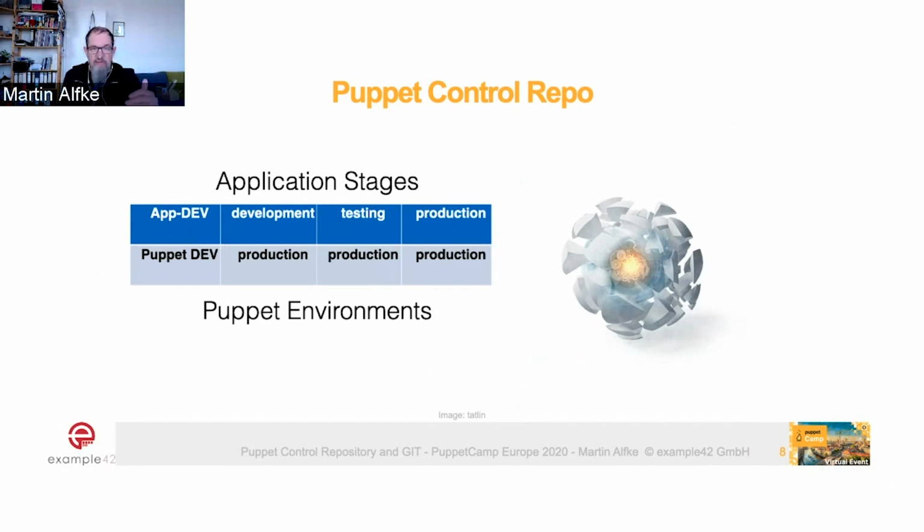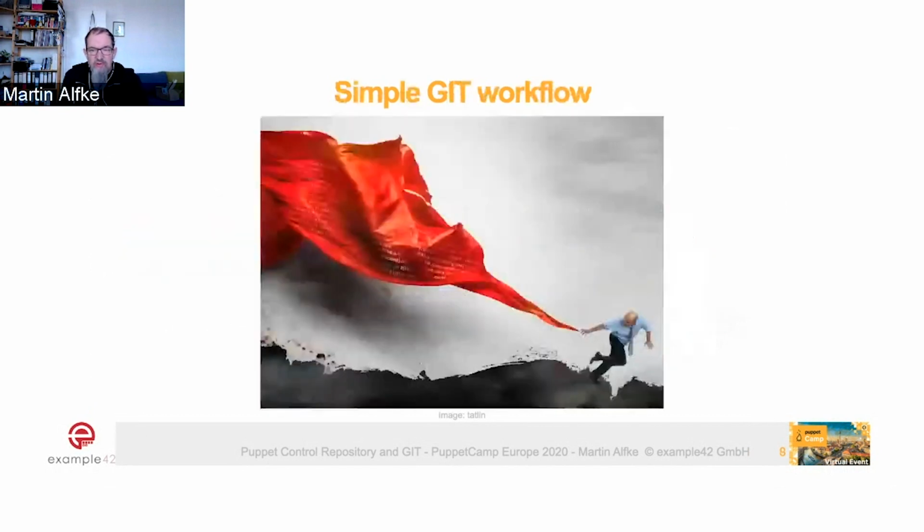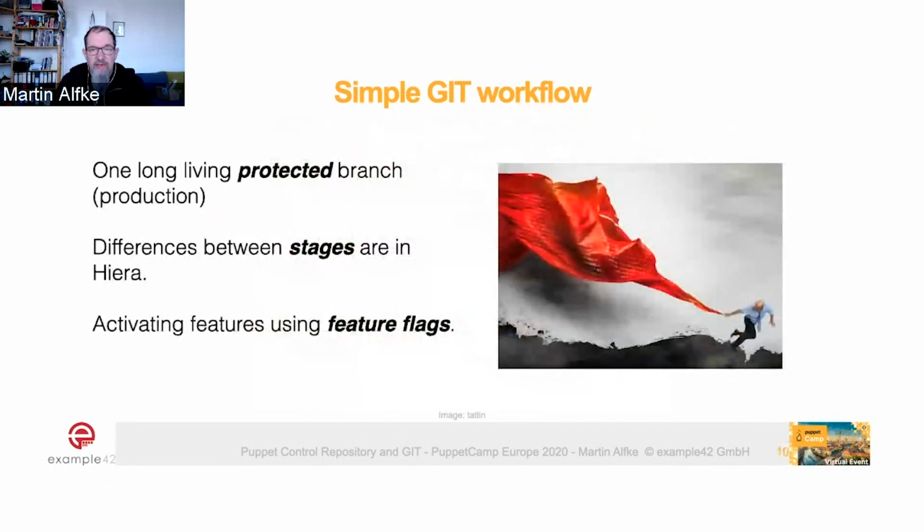Because this setup with one long-living branch will allow you to do a simple Git workflow. So you don't have many branches, you just have one long-living branch. Please protect this branch. Use any kind of Git appliance and just say the long-living branch, which usually is the production branch, is a protected branch, so nobody can directly push inside.